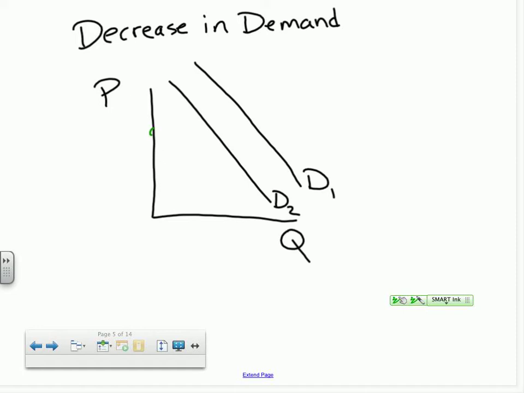So pick a price, any price. Go horizontally over until you hit your D1 and then vertically down. That is your quantity 1. Well, where does that price level hit your D2? Right here. And then you go vertically down from there. So that shows you, with our new Q2, that even at the same price level, quantity went down. That is a decrease in demand.